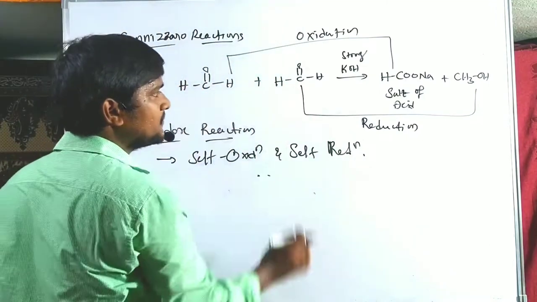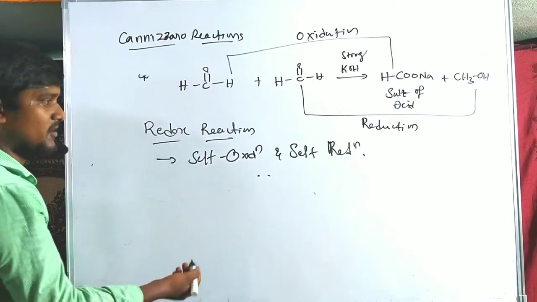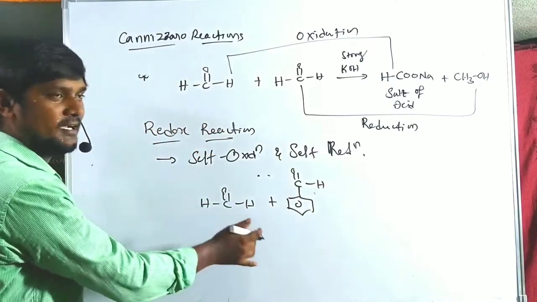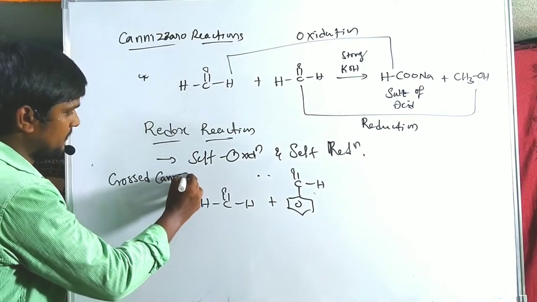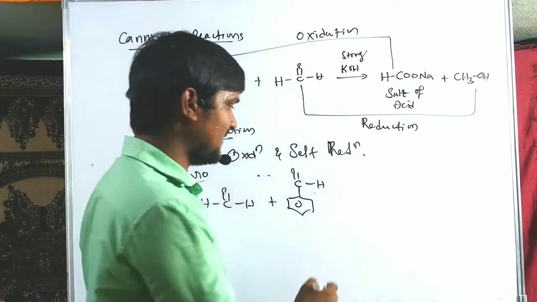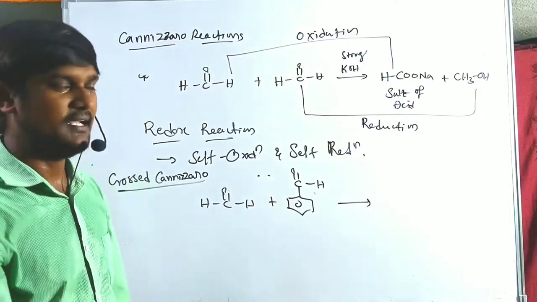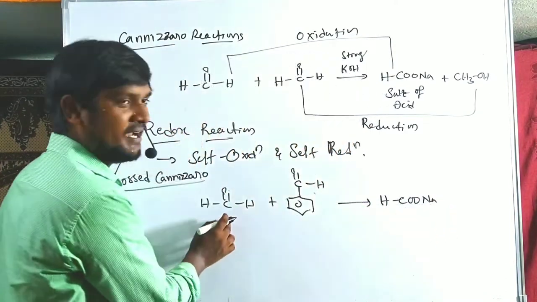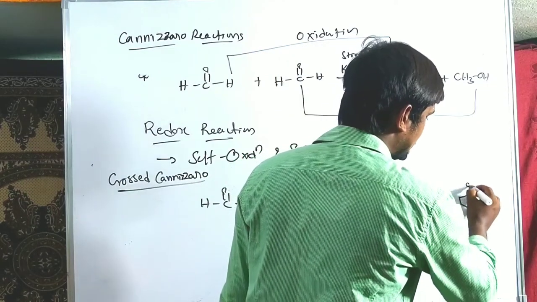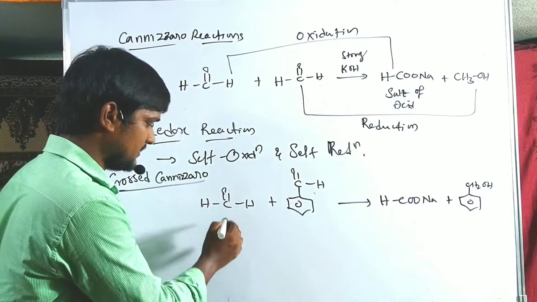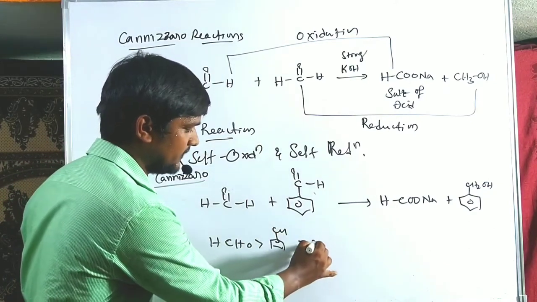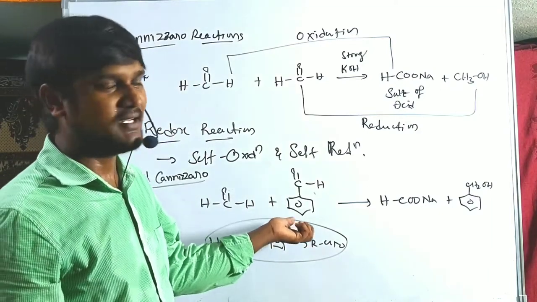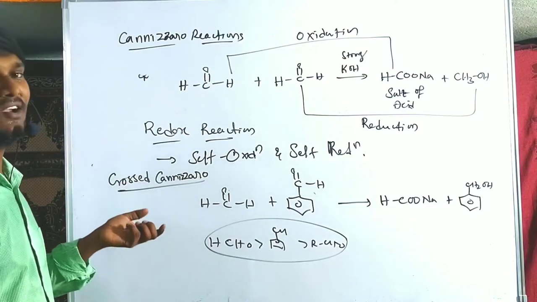Whenever the two aldehydes are of the same type, it is called the general Cannizzaro reaction. Now whenever one is formaldehyde and another one is an aromatic aldehyde, that means the two aldehydes are different, then it is called the crossed Cannizzaro reaction. In the case of two different aldehydes, the more reactive aldehyde gets oxidized, and the second one is reduced. I'll give the order of reactivity: formaldehyde, then aromatic aldehyde, then aliphatic aldehyde. So the aldehyde that is more reactive readily gets oxidized, and the remaining aldehyde, the aromatic aldehyde, gives the alcohol. This type of reaction is called the crossed Cannizzaro reaction.